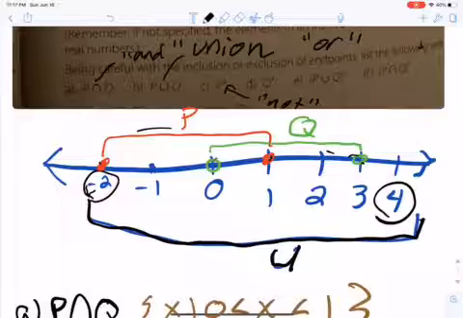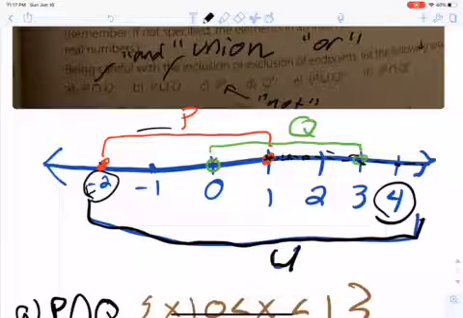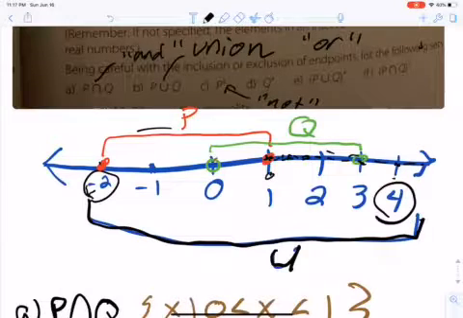So let's think. P is from negative 2 to 1, and it can't be in there. So it can be anything, any number out here, but it's got to stop at 4. So we want to go from 1 to 4. We can't include 1 because 1 is in P, so we're going to have an open dot here and a solid dot here.